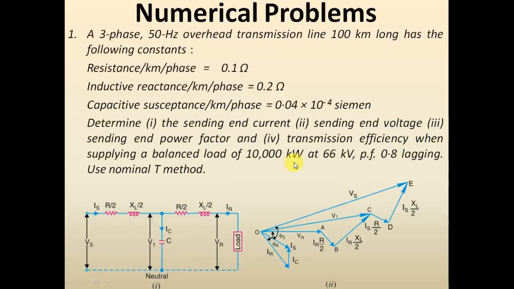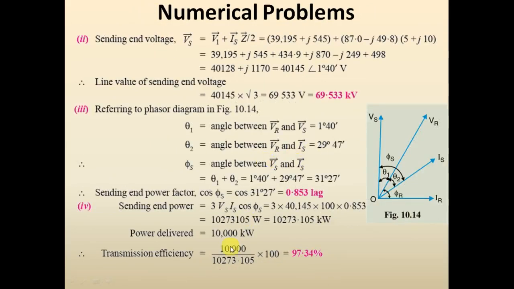In the question, it's directly given that the power at the receiving end is 10,000 kilowatt. We have calculated the sending end power and the receiving end power is directly given in the problem. So we can easily determine the value of transmission efficiency by dividing the receiving end power by the sending end power and multiplying it by 100, and we will be obtaining it as 97.34%.